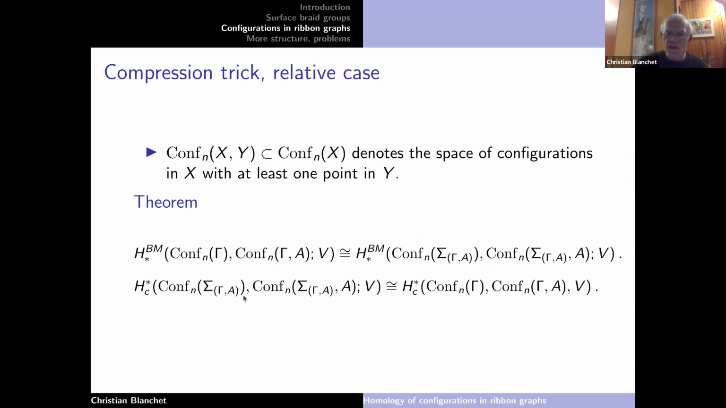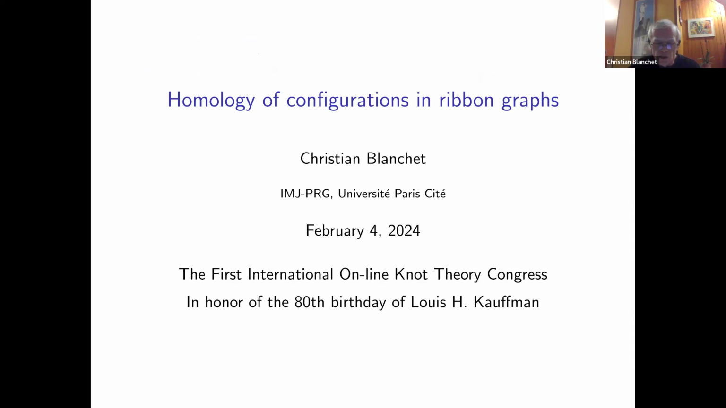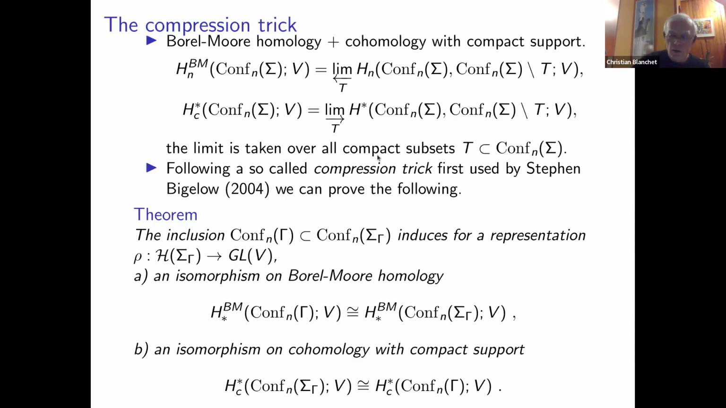And now, let's say an easy case. No, about the computation. So there are many papers for computing homology of configuration in graphs. And usually not with local system, but it's easy to adapt with local system. And if you do not take Borel-Moore, it can be obtained from a combinatorial model.